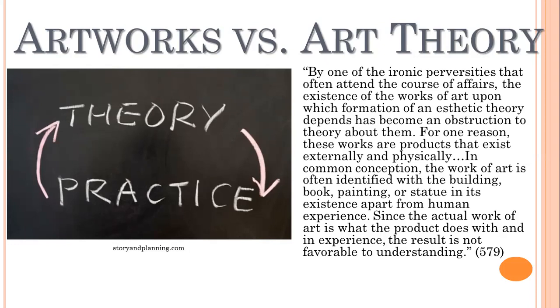So in other words, the very existence of works of art, the fact that there are works of art in the world, is the basis for having art theory. If there were no artworks, we wouldn't have art theory. But the fact that there's this dependence has become an obstruction. Why? Well, for one reason, he says, these works are products that exist externally and physically.